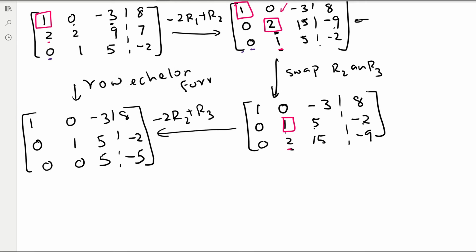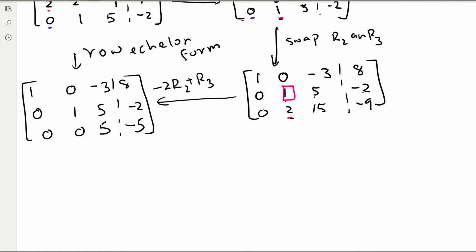Row echelon form means that if there is an entire zero row, it should be on the bottom. We don't have such a thing here. The second condition is that the leading entries should be to the right of the previous one. If we mark the leading entries, they are moving in the right direction. And under leading entries in that column you should have zeros, this triangle of zeros on the bottom, under the diagonal. That's the row echelon form.